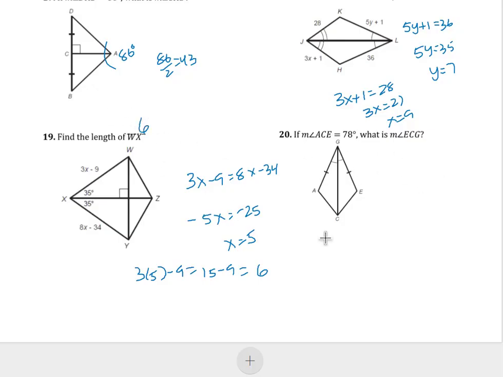The measure of ACE is 78 degrees, so it's bisected, and that gives us 39 degrees. So ECG is going to be half of 78, which is 39 degrees. So that's a classic example of an angle bisector.